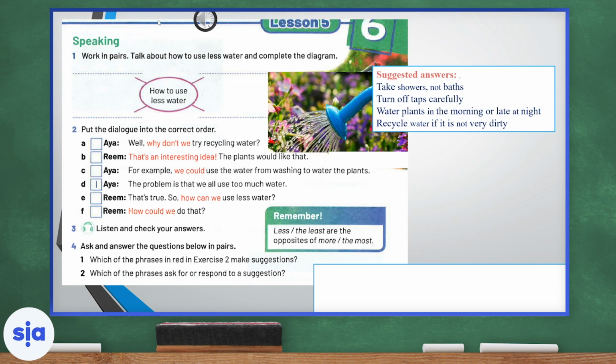Now, let's check our answers together. A, 3, B, 6, C, 5, D, 1, E, 2, and F, 4.